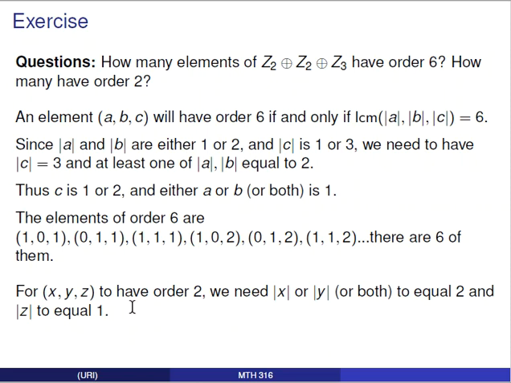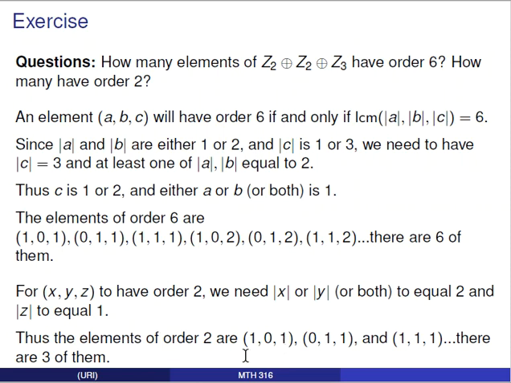In order for XYZ to have order 2, we need the least common multiple of the orders of the entries X and Y and Z to be 2. And therefore, the order of X or the order of Y or both has to be 2. And the order of Z has to equal 1 because we can't have it be 3 and end up with 2 as our order. Well, that tells us that the only elements that can have this happen have either 1 or 0 in the first 2 entries, but at least one of them needs to be 1, and the last entry has to be 0, and so we end up with 3 such elements, 100, 010, and 110.